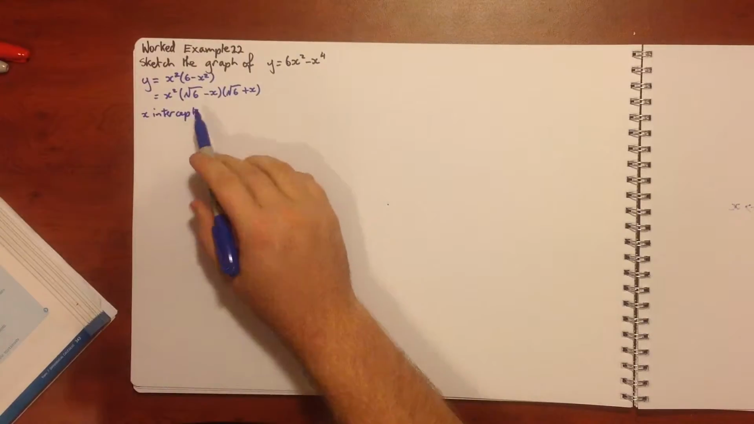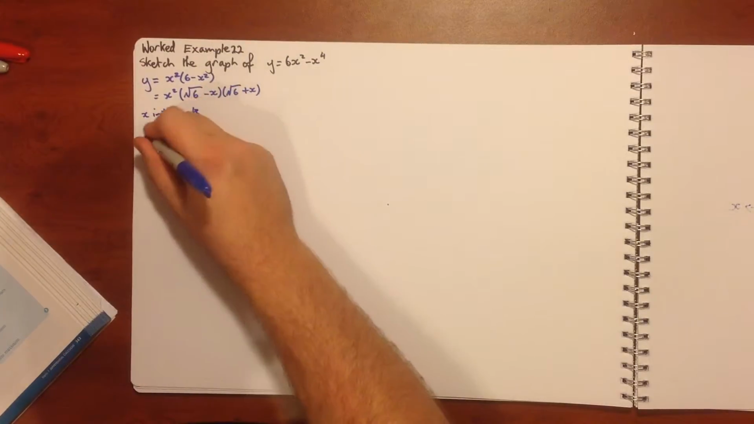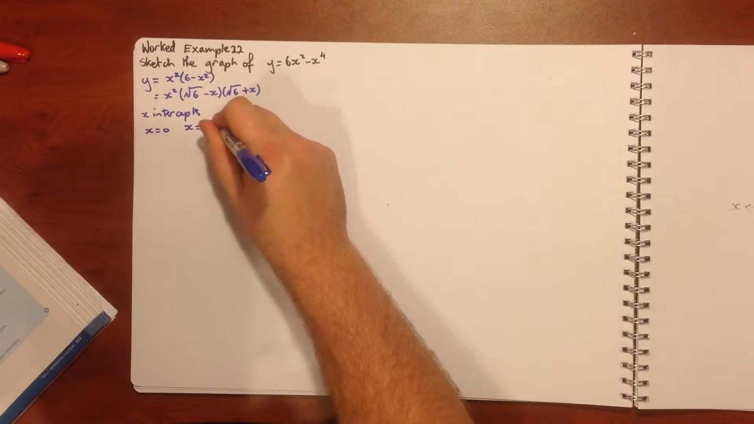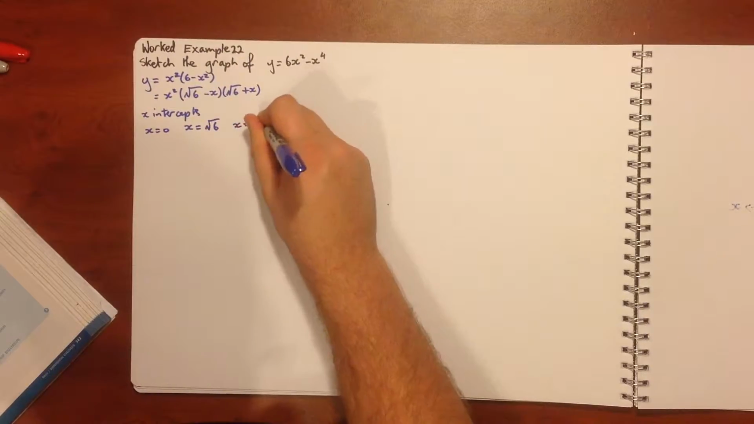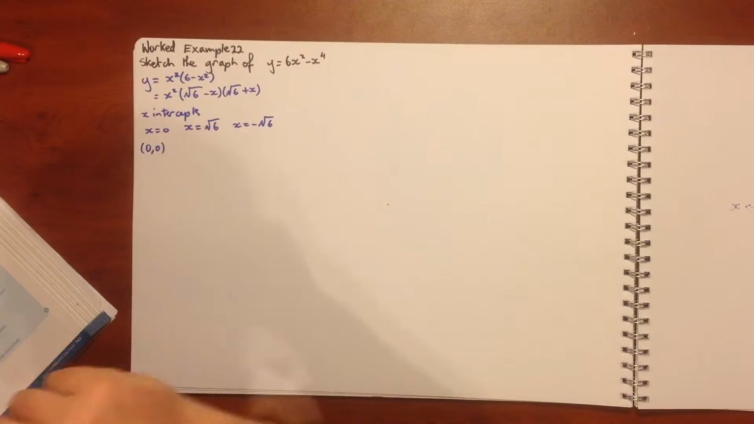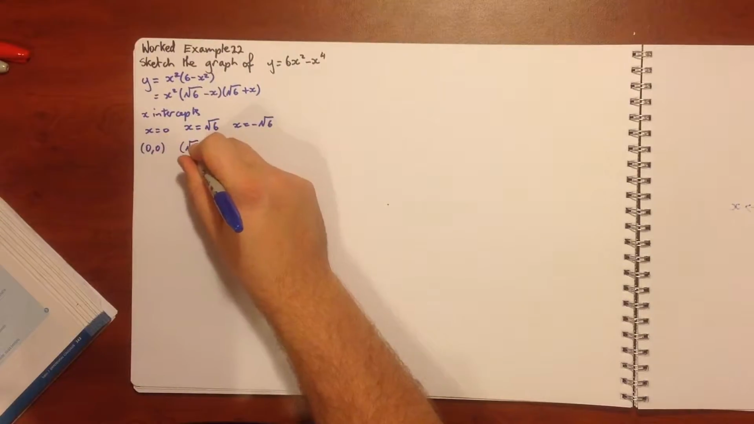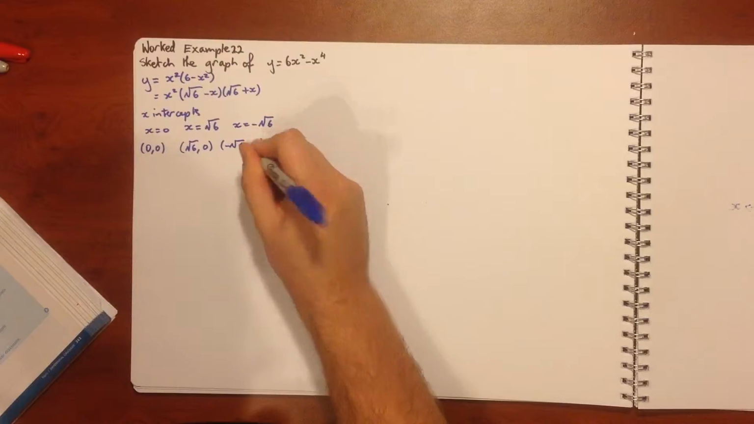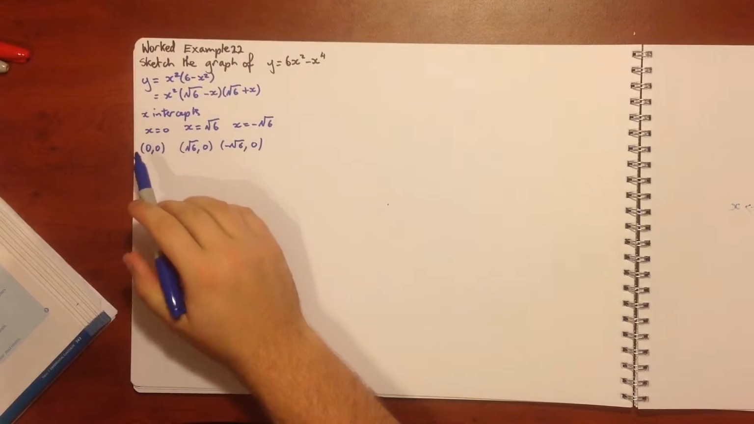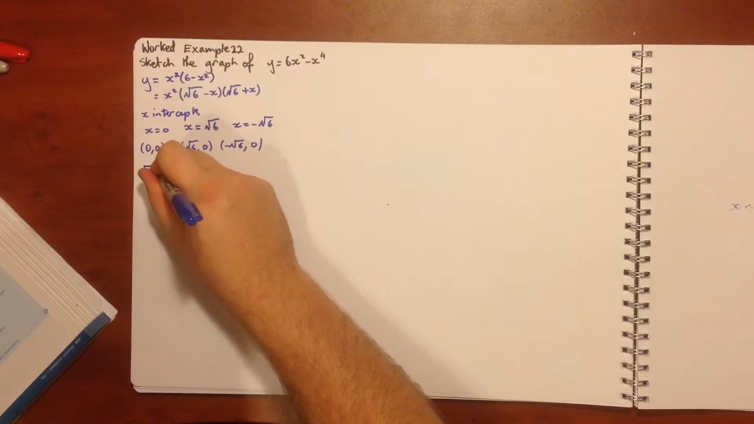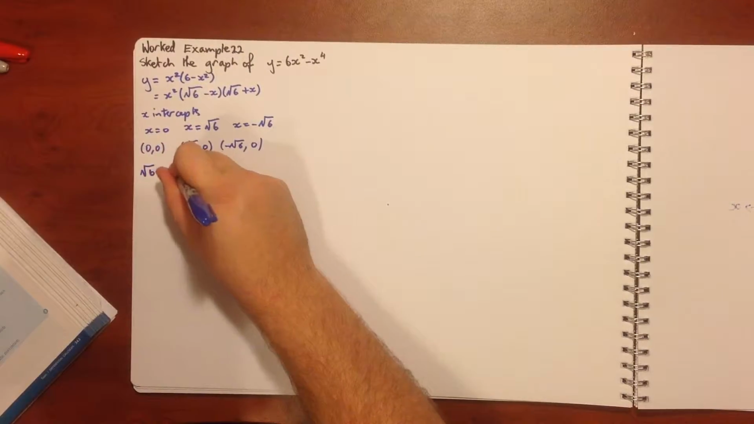Okay, so our x-intercepts are going to be when x equals 0, when x equals √6, and when x equals -√6. So we know those coordinates are (0, 0), (√6, 0), and (-√6, 0). No point doing our y-intercept, because we know that we are going through the point (0, 0), so that is our y-intercept. What we will just note is √6 is approximately equal to 2.45.